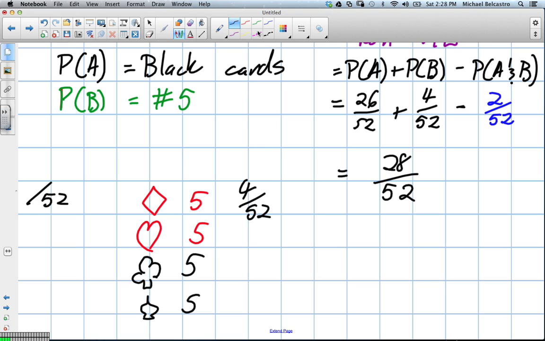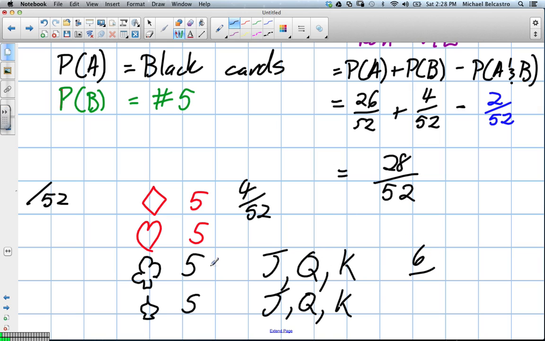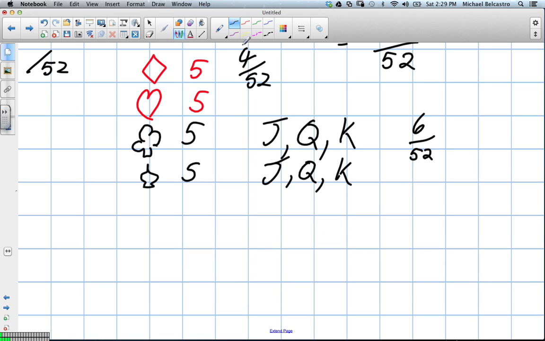But black face cards, what are black face cards? Well, there's a jack, a queen, and a king, right? And they're in both of the black suits. So how many black face cards are there altogether? 6. And can I grab at the same time a black face card and a number 5? In the same draw, no, I can't, because the 5 is not considered a face card, right? So these events are mutually exclusive events, okay?